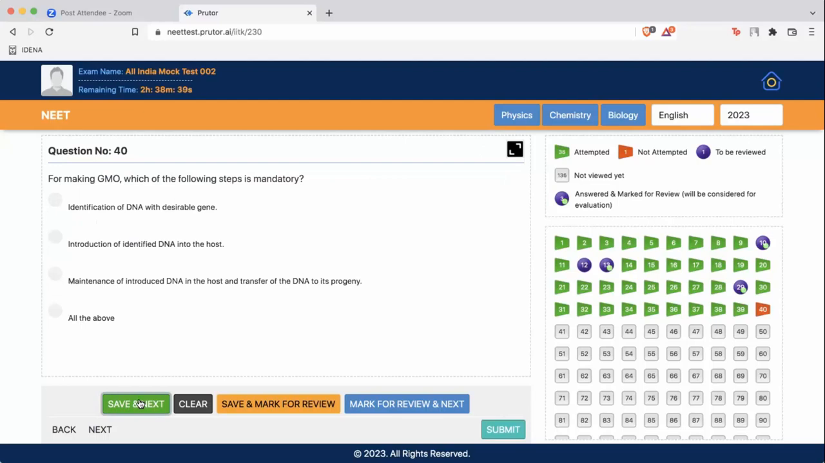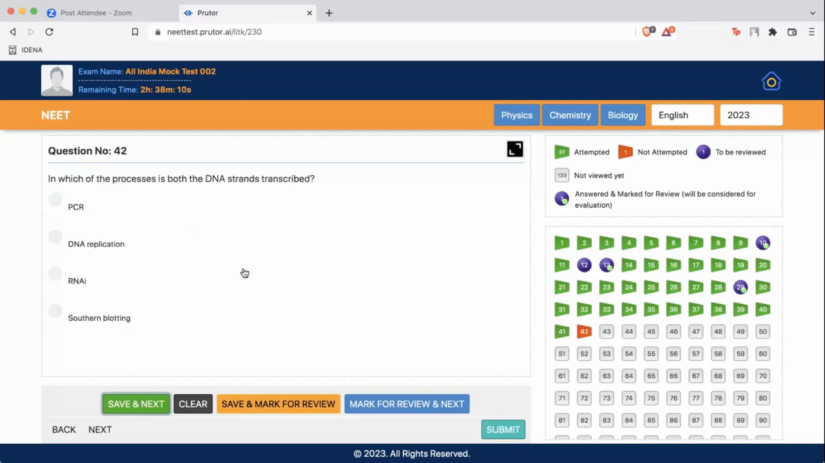For making a GMO, which of the following steps is mandatory? This is a genetically modified organism. Maintaining the introduced DNA in the host, transfer of DNA to progeny, introduction of DNA to host, identification of DNA with the desirable gene. These are all examples of genetic engineering. This comes in the biotech chapter. The gonadotropin releasing hormone stimulates the release of gonadotropins, LH and FSH, from the pituitary gland.